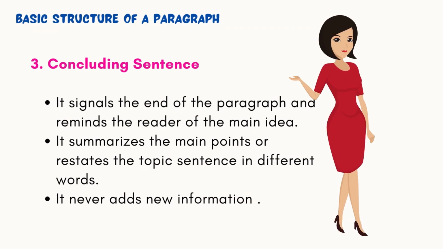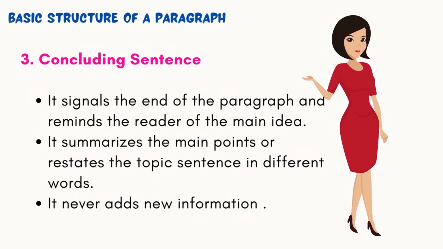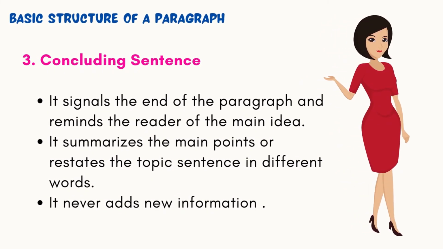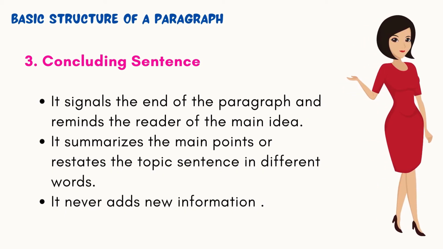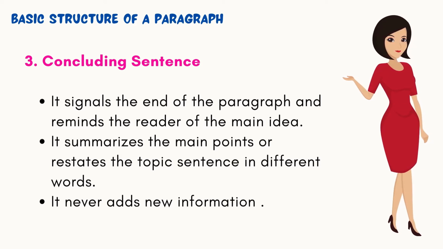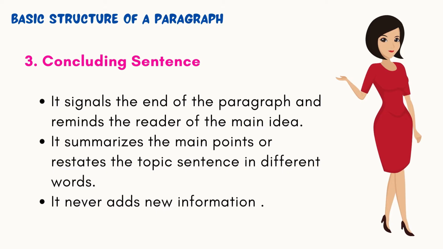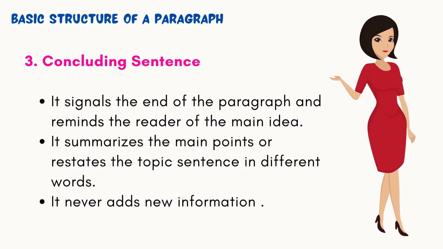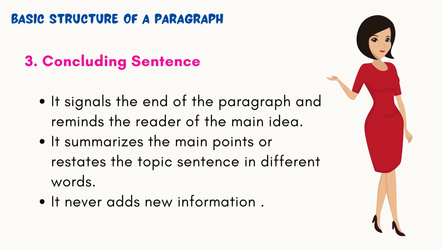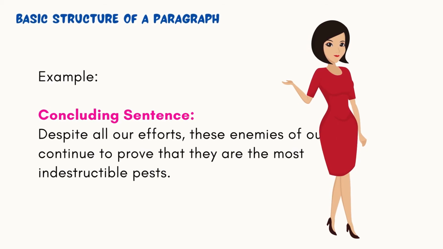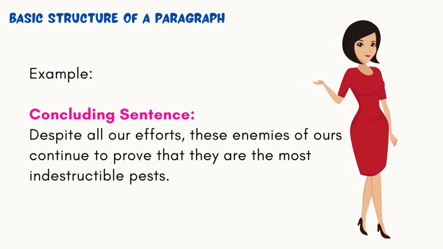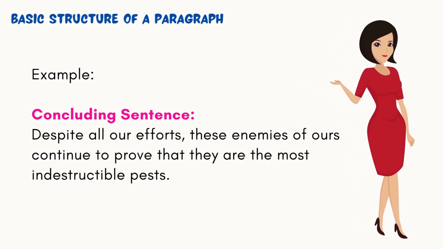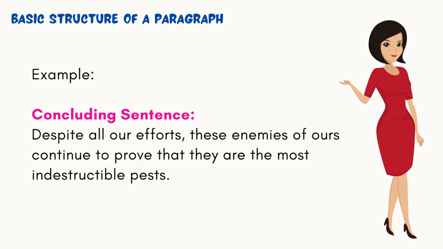Third basic structure of a paragraph is the concluding sentence. It signals the end of the paragraph and reminds the reader of the main idea. It summarizes the main points or restates the topic sentence in different words, and it never adds new information. Example: despite all our efforts, these enemies of ours continue to prove that they are the most indestructible pests.